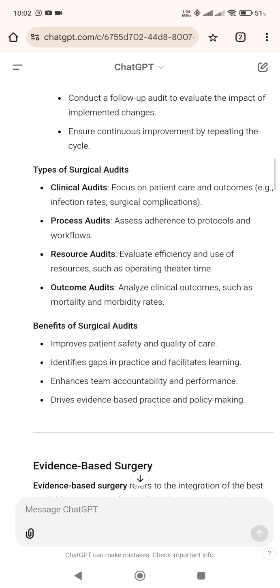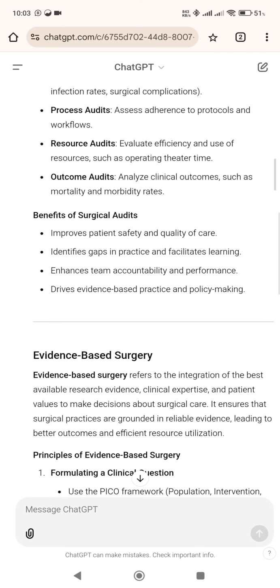Types of surgical audits. Clinical audits. Focus on patient care and outcomes, e.g., infection rates, surgical complications. Process audits. Assess adherence to protocols and workflows. Resource audits. Evaluate efficiency and use of resources, such as operating theater time. Outcome audits. Analyze clinical outcomes, such as mortality and morbidity rates.